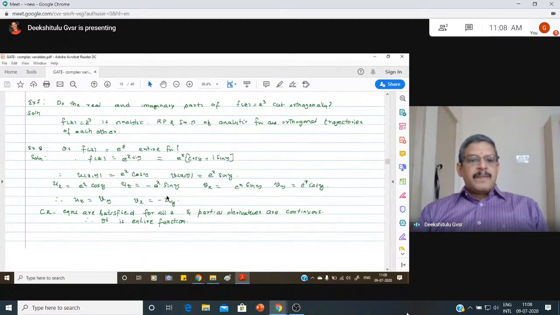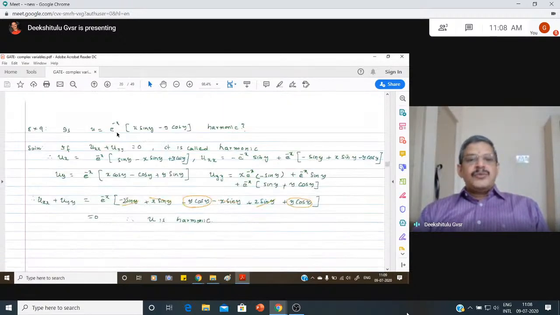And then CR equation is satisfied for all z. It's not enough. Then for partial derivatives, are they continuous? That is important. So e power x function is always continuous and differentiable. Cos y and sin y are always continuous and differentiable. Then ux, uy, vx, vy are all continuous functions. So then CR equation is satisfied and partial derivatives are continuous. Therefore, e power z is analytic everywhere, or else it is called an entire function.